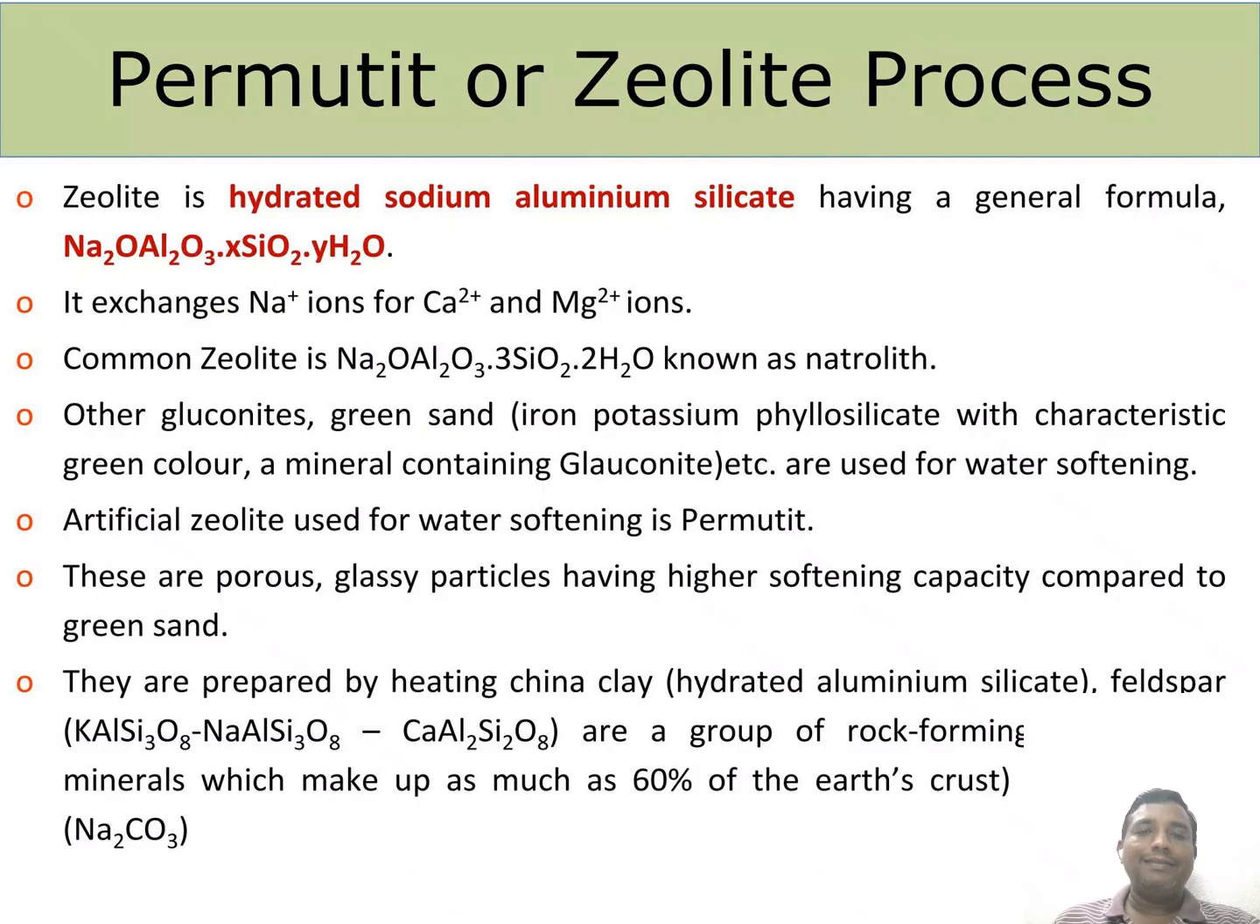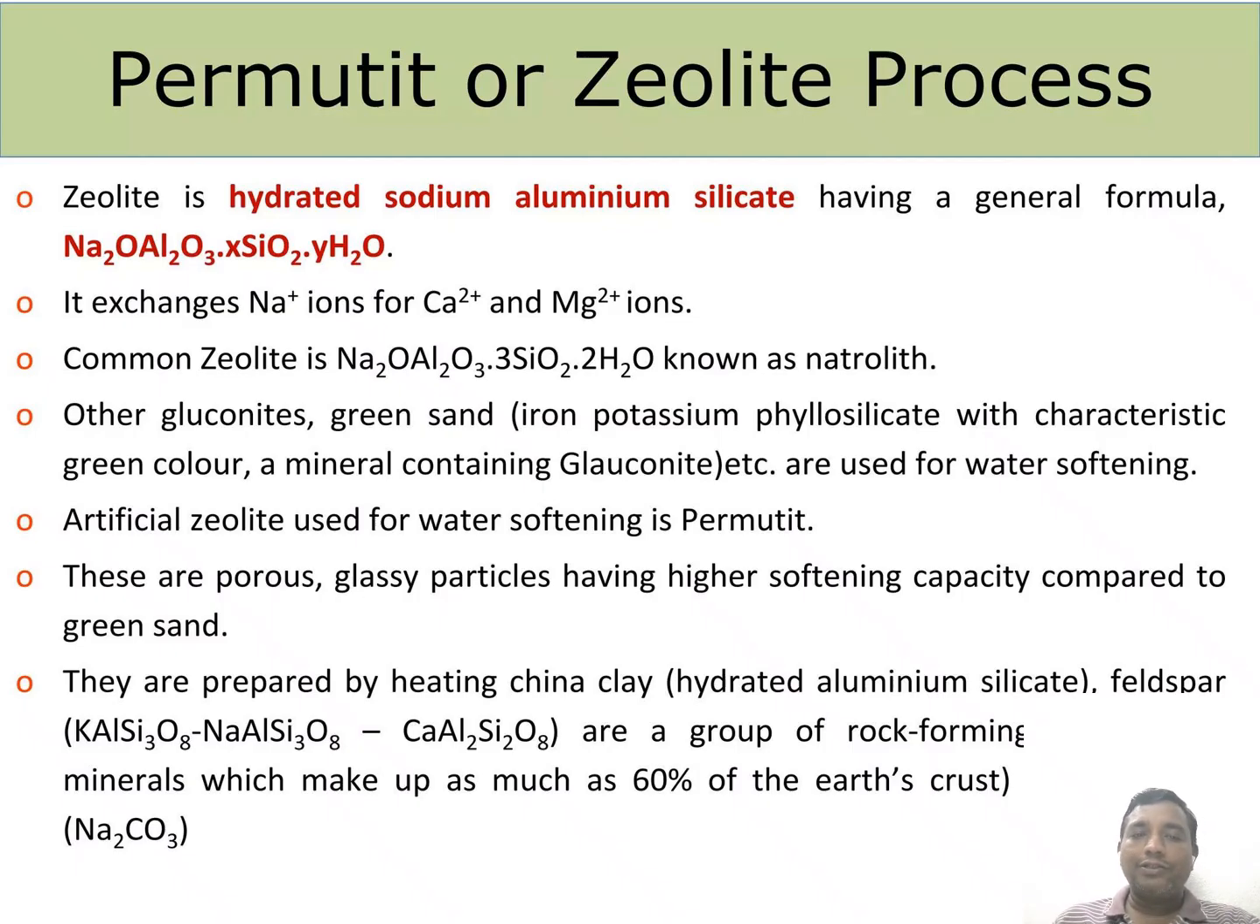A common zeolite is known as natrolite. Its formula is Na2O.Al2O3.3SiO2.2H2O. The other one is glauconite, green sand, that is iron potassium silicate with a characteristic green color. Natural minerals containing glauconite, etc., are used for water softening.